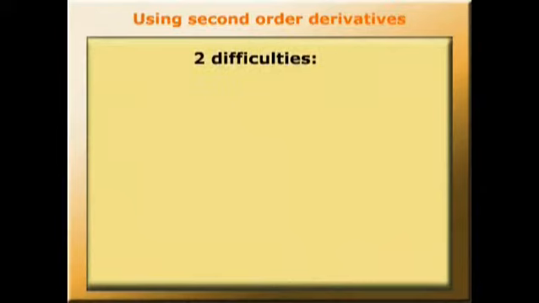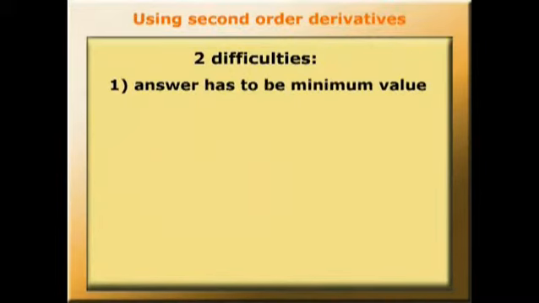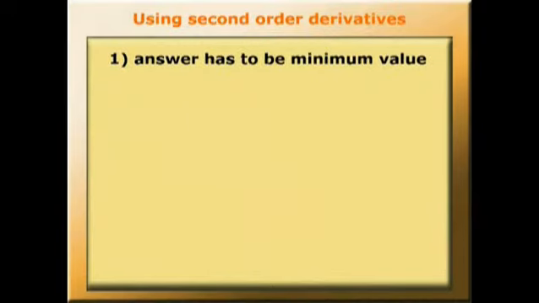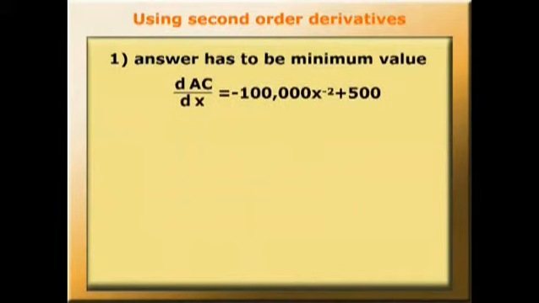First, we need to be sure that our answer is a minimum, not a maximum value. And we can deal with this problem by differentiating a second time. The answer we got by differentiating the original function is itself a function that we can differentiate. So the second order derivative is the derivative of the first derivative. Now the first derivative is minus 100,000 x to the minus 2 plus 500.